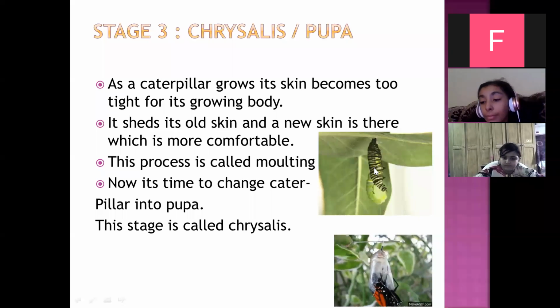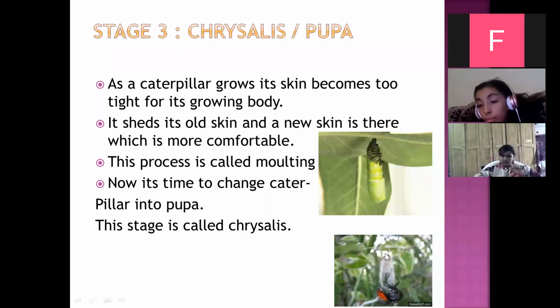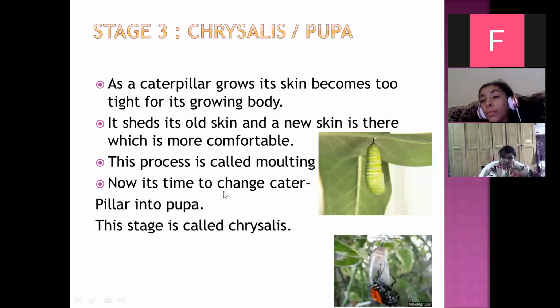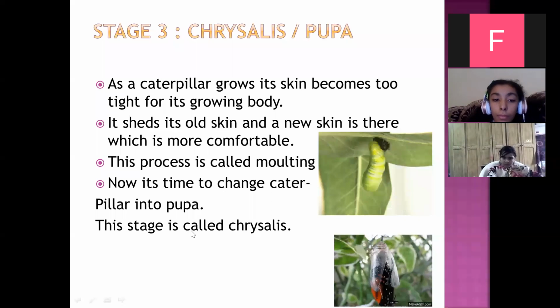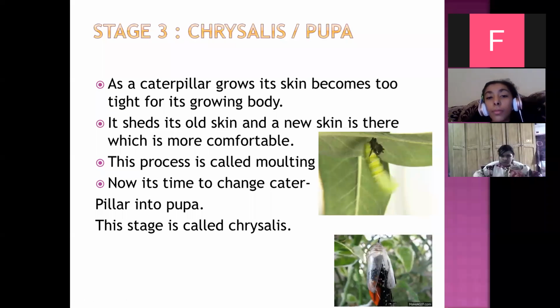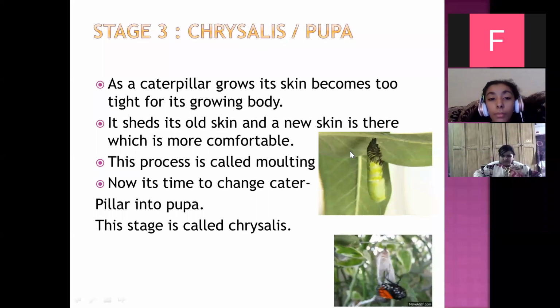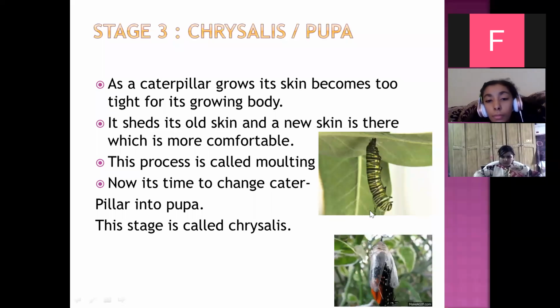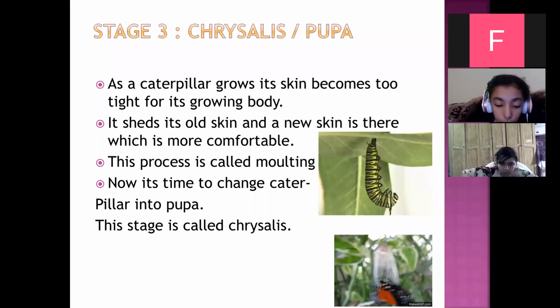After this molting stage, you can see over here that the butterfly now takes the shape of this transparent shell, and that stage is called the pupa, or we can call it the chrysalis. So you can easily see in this slide, after shedding its skin in the molting stage, the butterfly develops a cocoon-shaped structure around it.